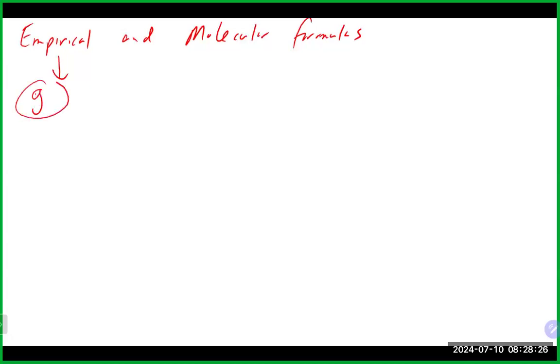about some different types of formulas. We talked about empirical and molecular formulas and how to calculate them. So again, for the empirical formula, we basically want to get whatever they give us into grams. We then want to convert grams to moles. We then want to divide by the smallest number of moles for each element.